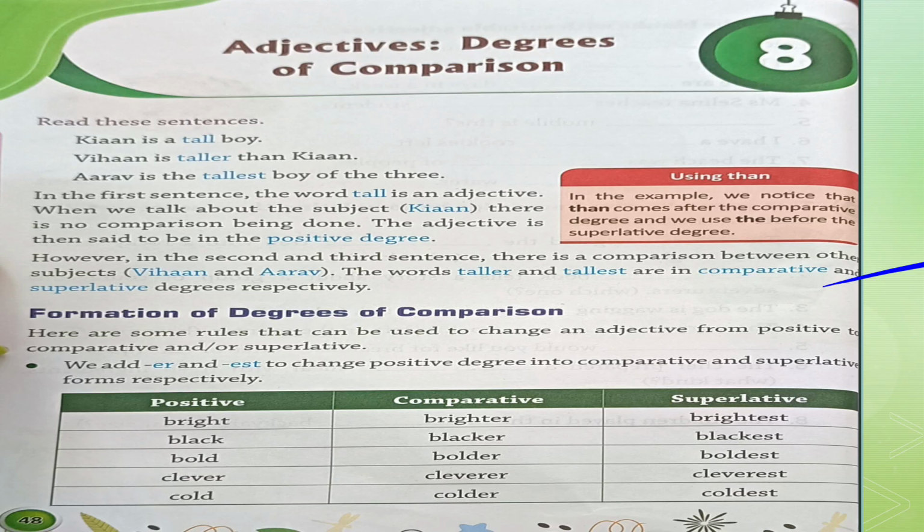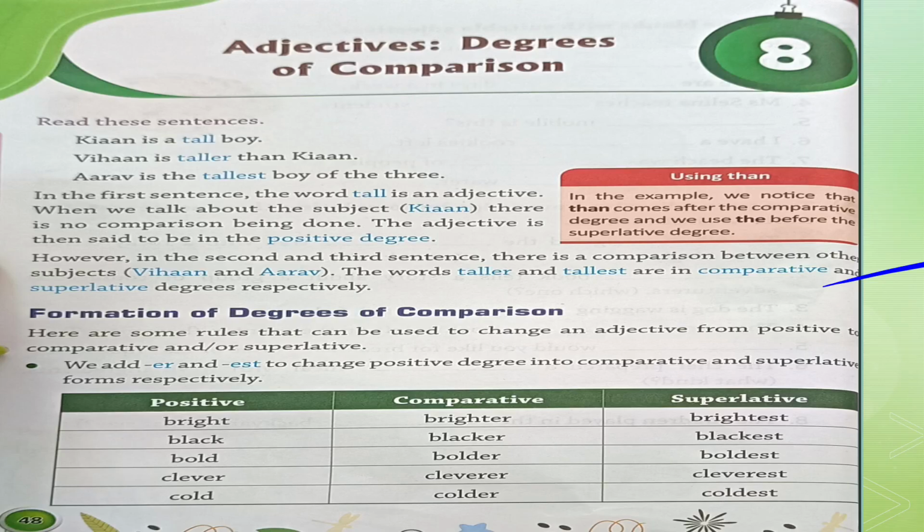Adjectives, degrees of comparison. So you know what an adjective is? An adjective is a word that qualifies or describes a noun or pronoun. And what are degrees of comparison? It is when we use adjectives to compare different nouns.